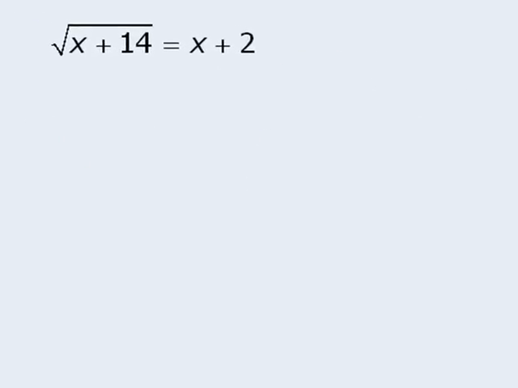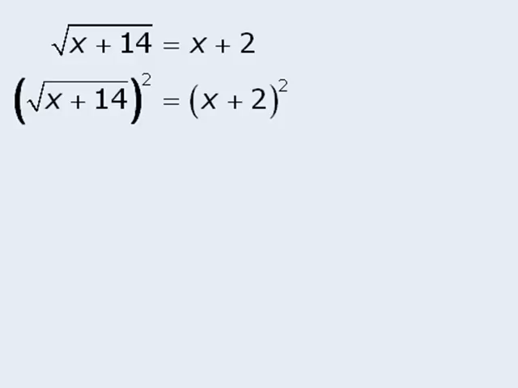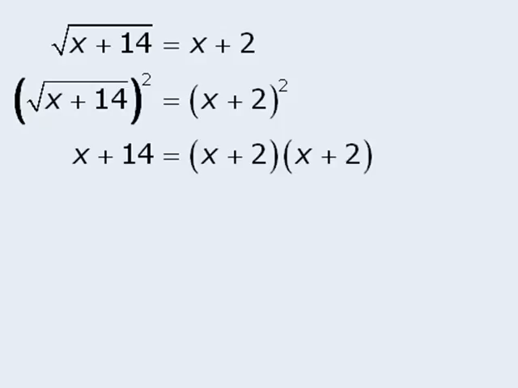As usual, we will raise both sides to the power of 2. When we do this, we get x plus 14 on the left-hand side, and on the right-hand side, we have x plus 2 squared, which is equal to x plus 2 times x plus 2. When we expand the right-hand side using the FOIL method, we get x squared plus 4x plus 4, and we now have an equation that we can solve for x.